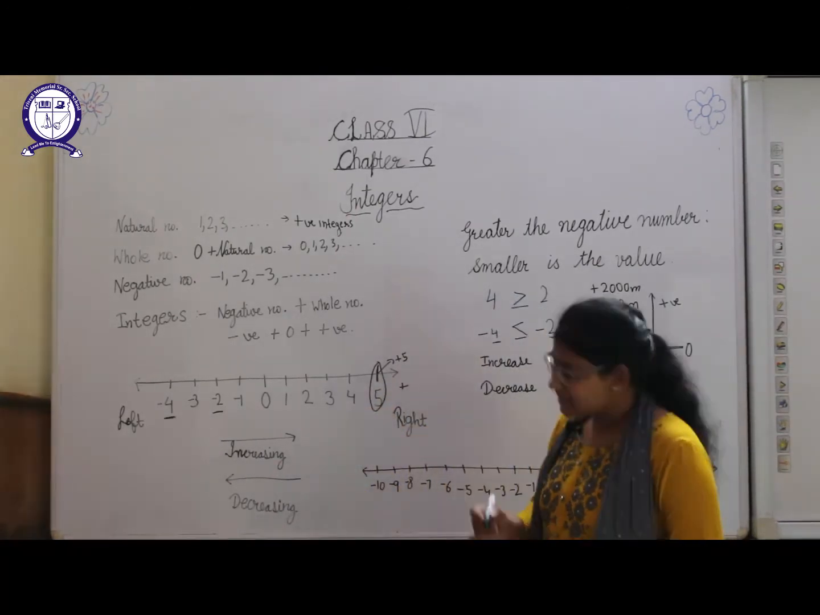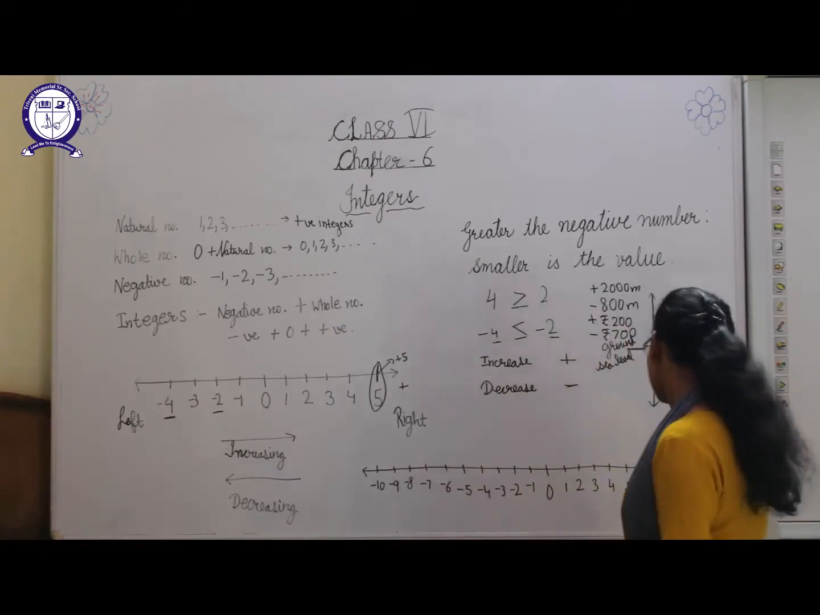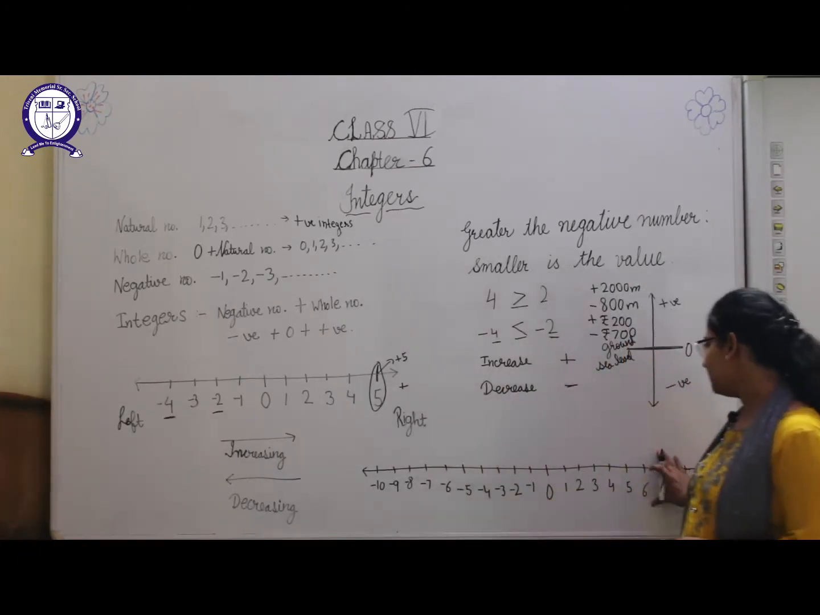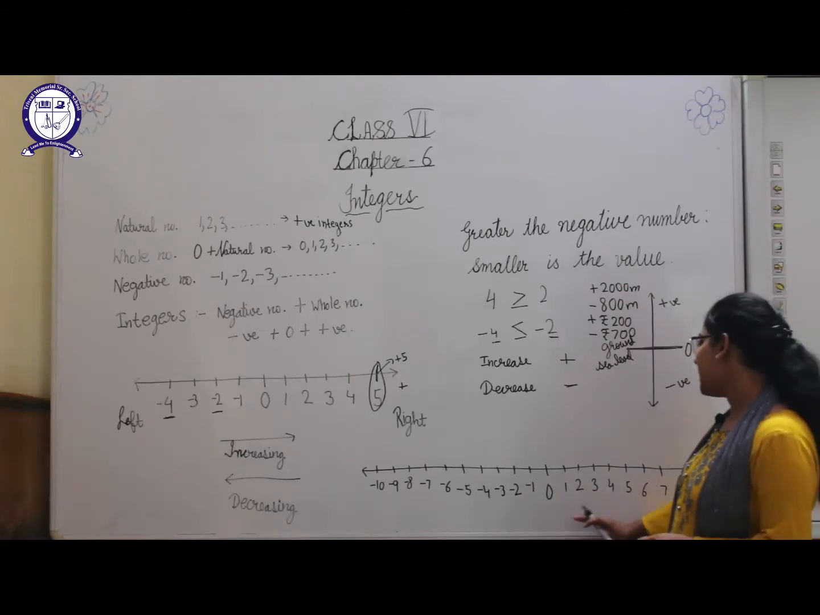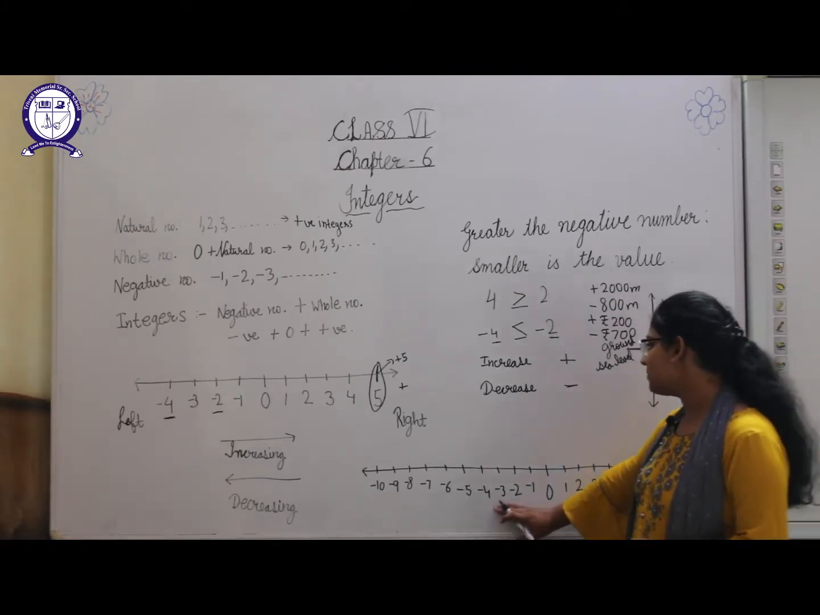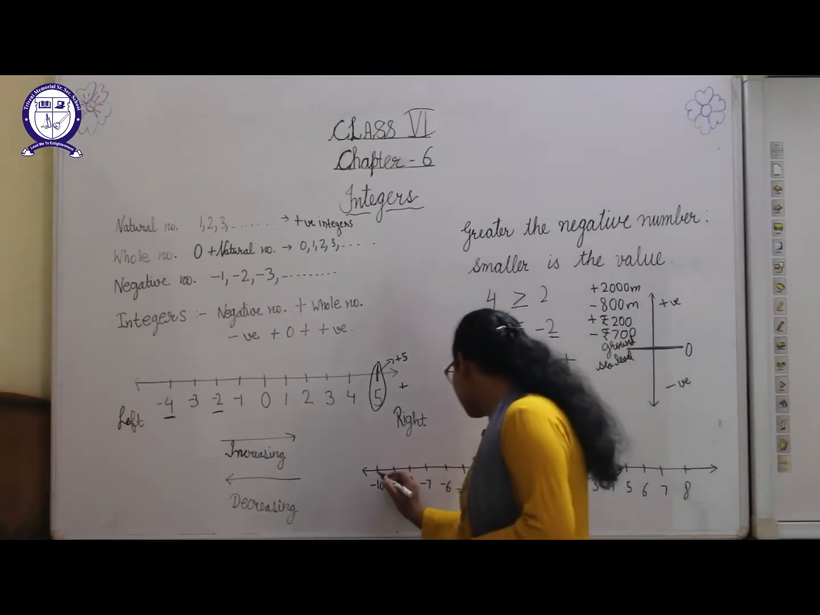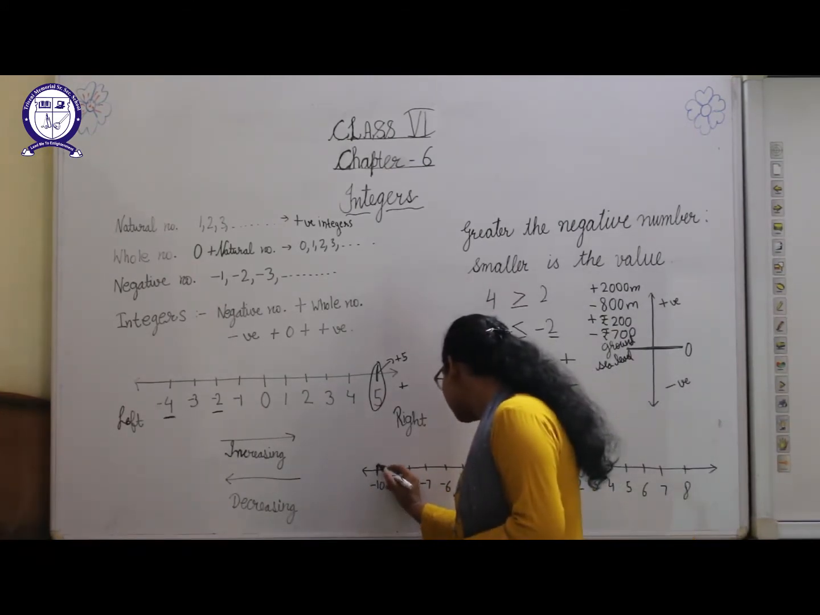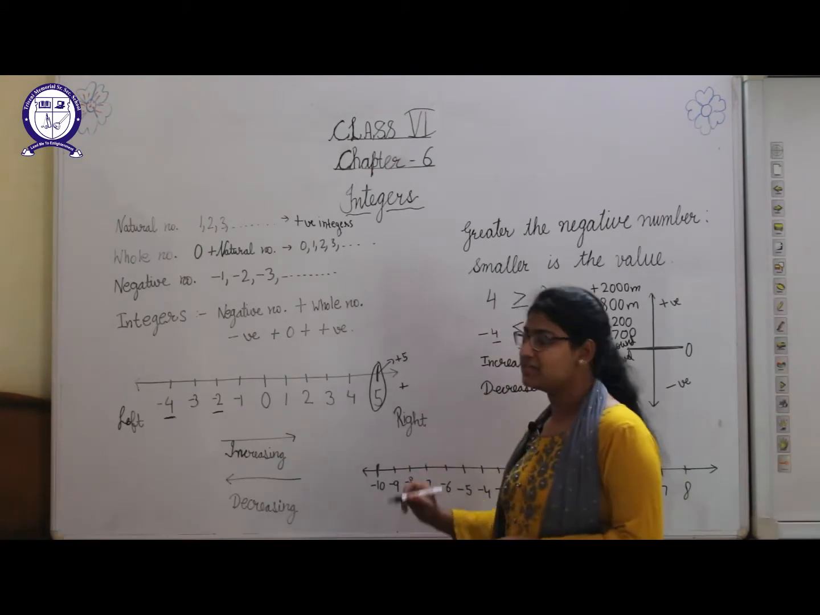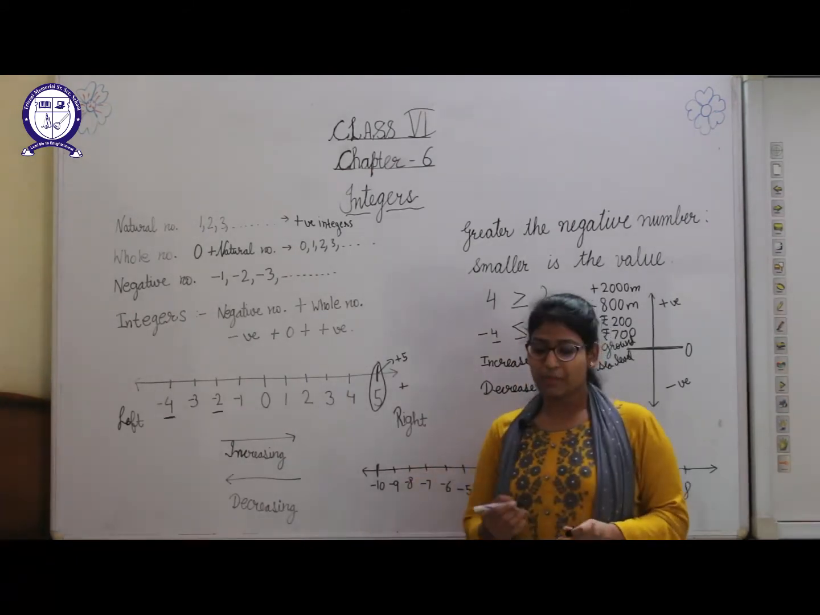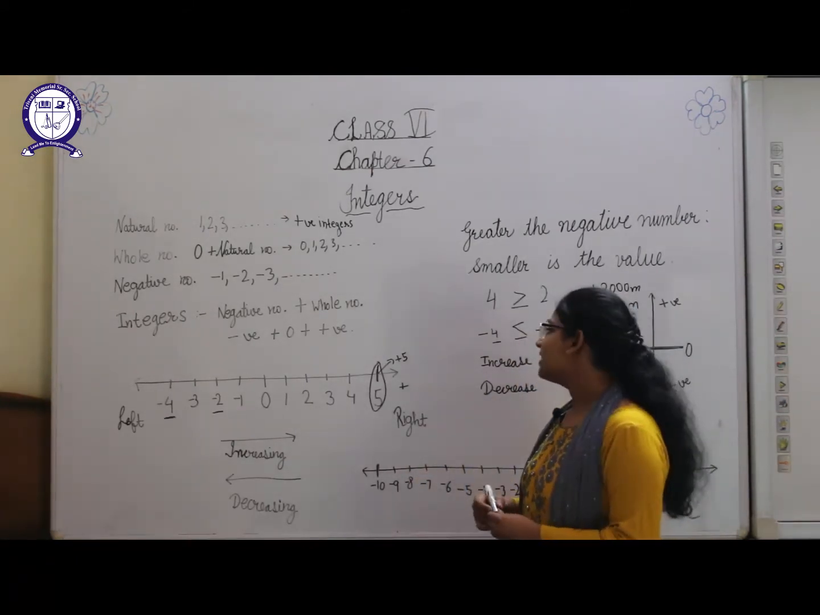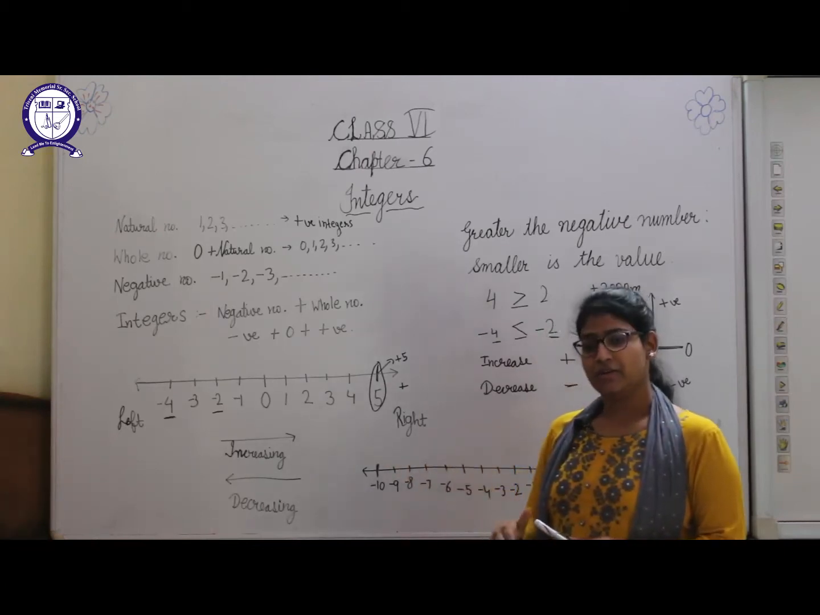Now the next part is minus 10. Here I have made another number line. In this we will represent minus 10. Here this is 0, minus 1, minus 2 and so on up to minus 10. So this will be our minus 10. So we will represent it like this. Minus 10. And students, for all the parts you have to make separate number lines.